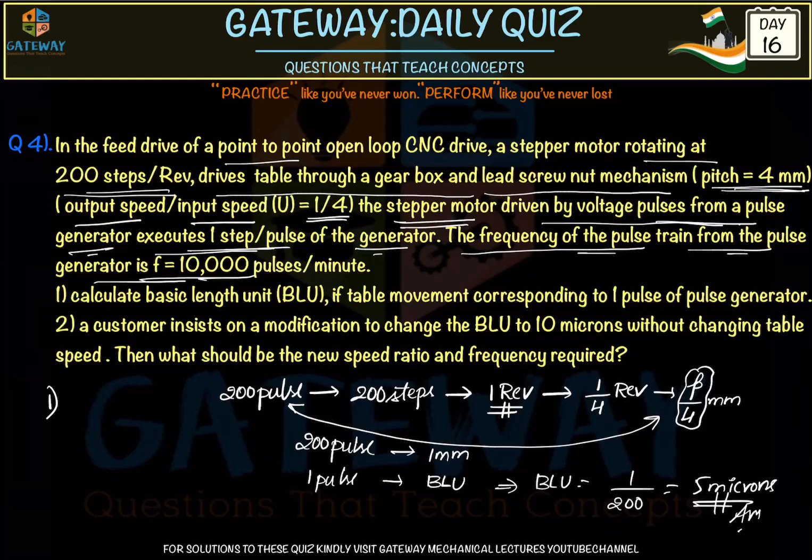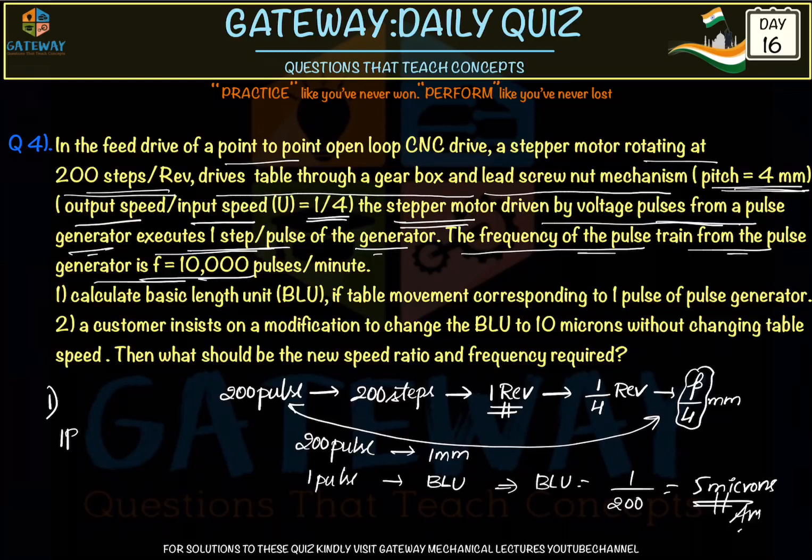And the next question is, a customer insists on a modification to change the BLU to 10 microns without changing the table speed. So the customer wants to make the modification and doesn't want to change the table speed. So how will we calculate the table speed here?